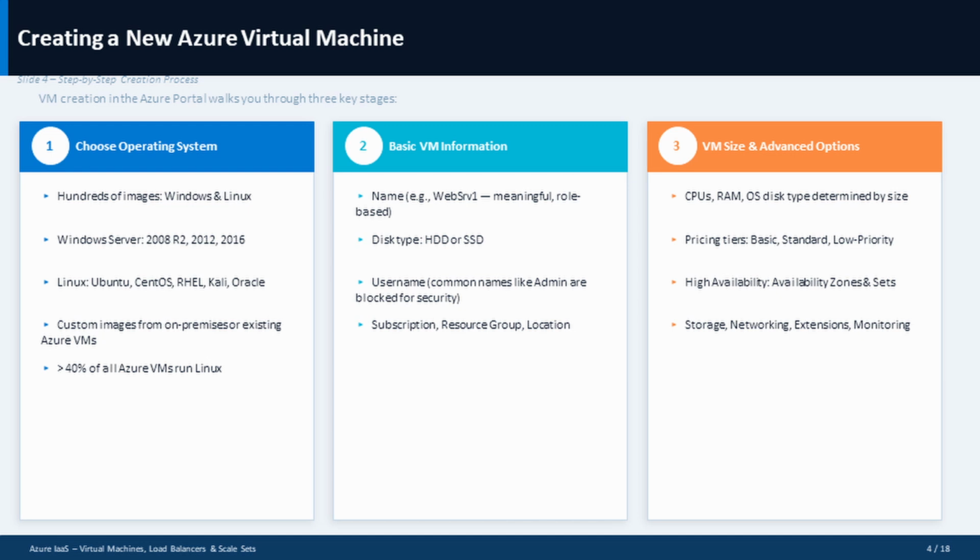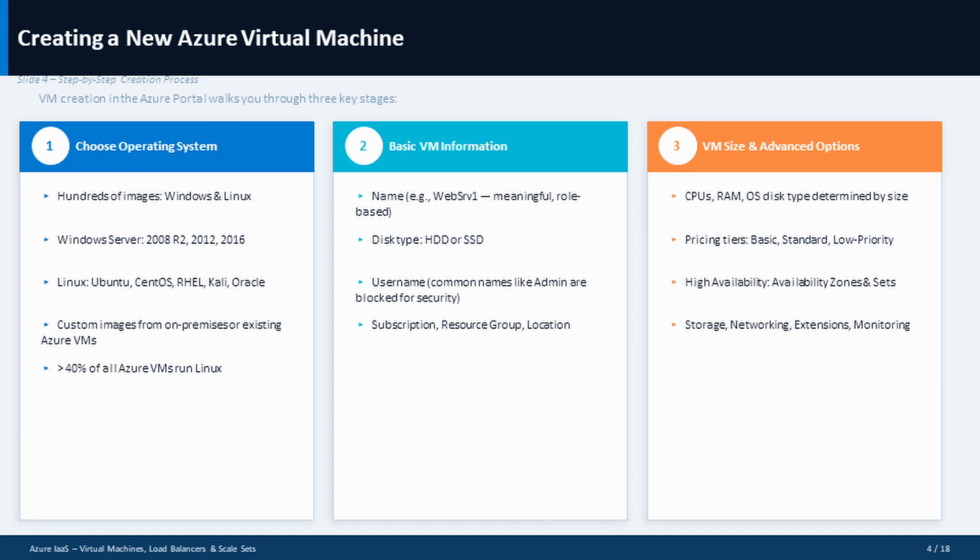Interestingly, as of 2017, more than 40% of all Azure virtual machines were running Linux, and that number has only grown since then. You can also choose pre-configured images that come with additional software already installed. For example, a Windows Server 2016 image with SQL Server ready to use, or a Linux image with configuration management tools like Chef, Puppet, or Jenkins pre-installed. And if you have an existing on-premises VM, you can upload and use a custom image.